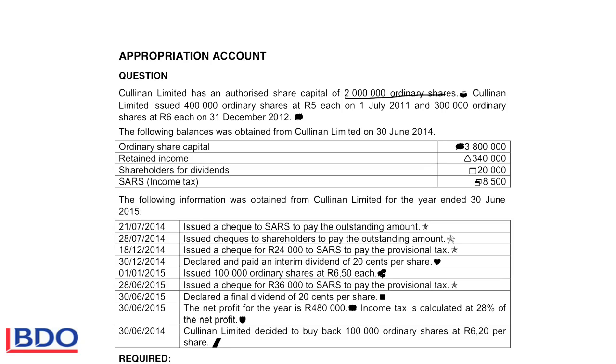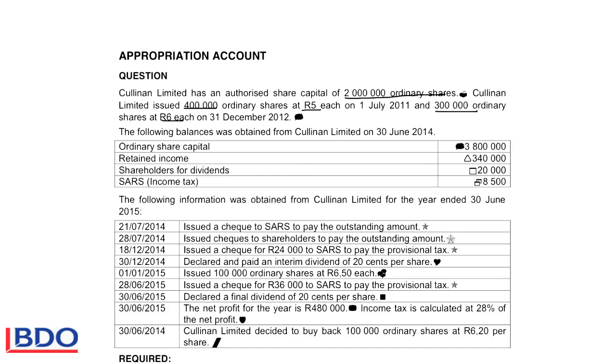If we look at the income tax account, there's the 8,500 amount that's owed from the previous year, and on the 21st of July, this 8,500 is paid. Now, no amount is outstanding to SARS at the beginning of the year.